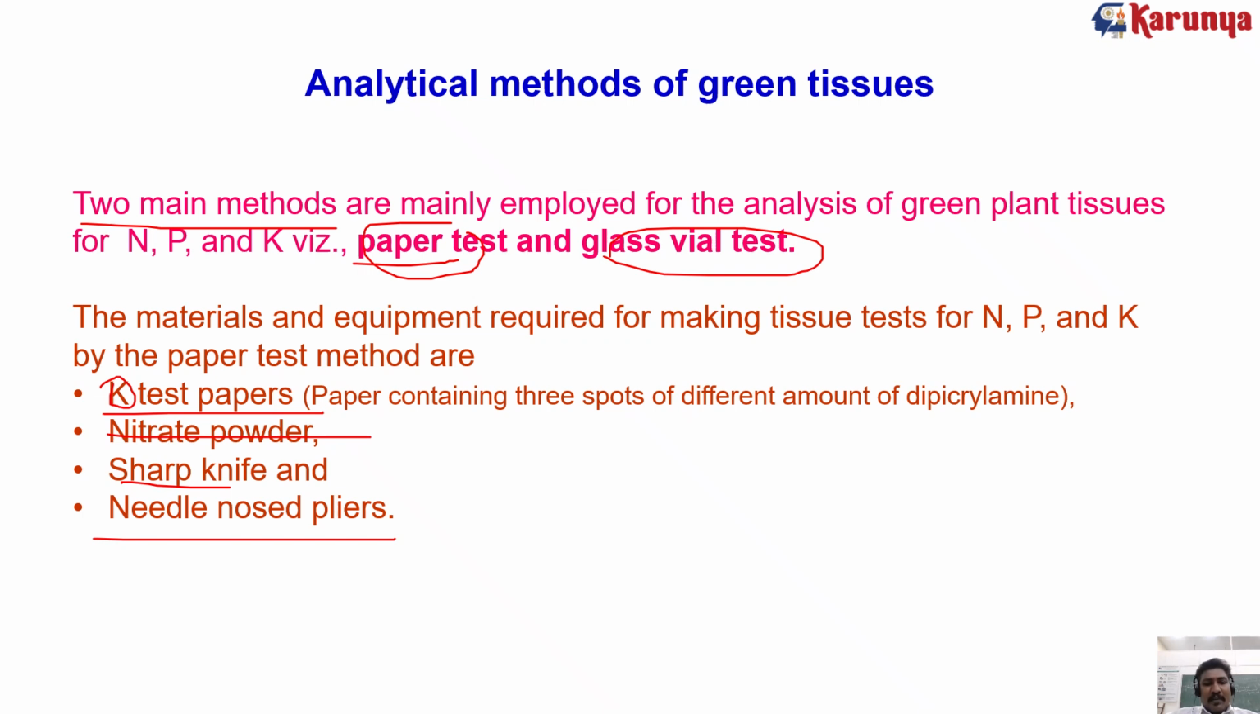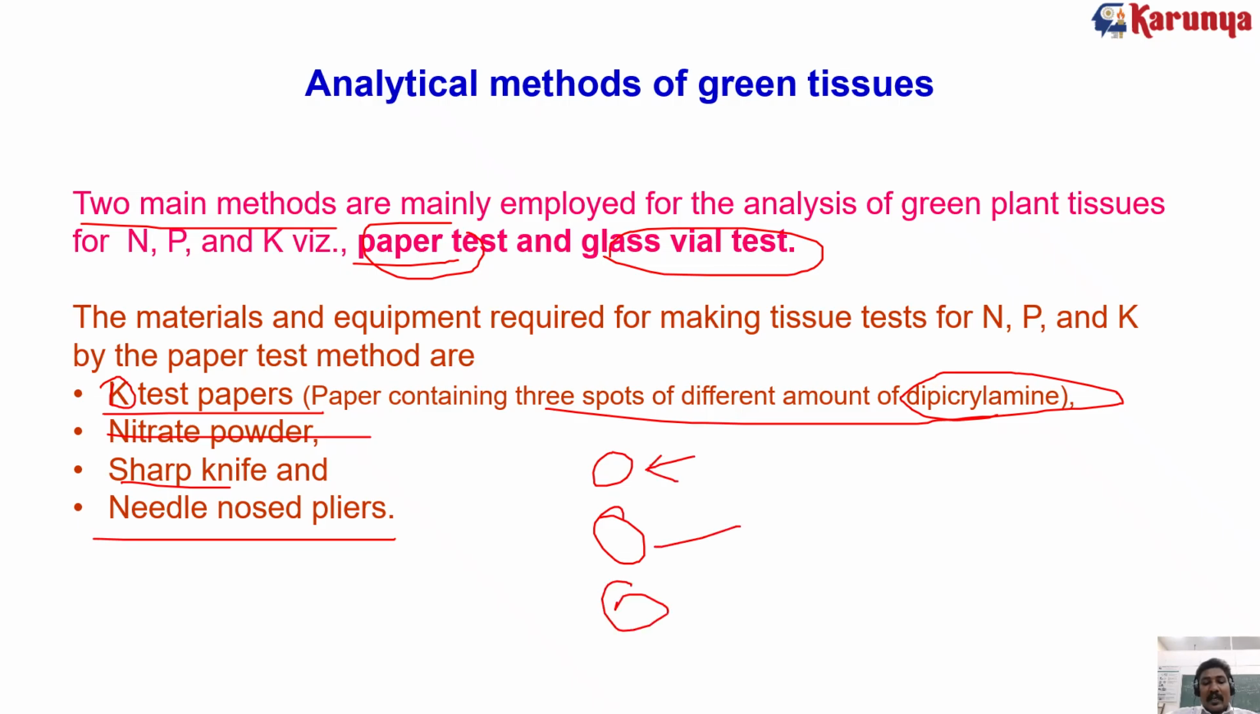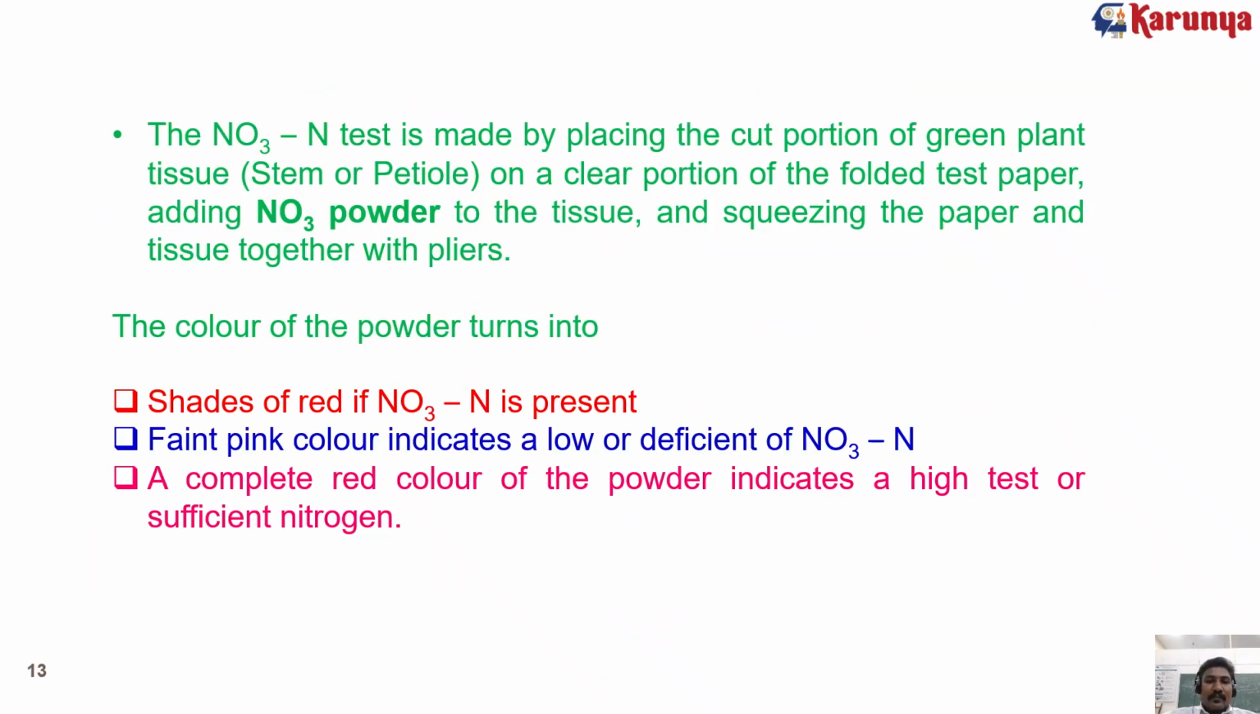The potassium test paper contains 3 spots of different amount of dipicrylamine. 3 spots, orange color, will be there. When you are placing the sample, the color change will occur depending on the nutrient content. The nitrate nitrogen test is made by placing the cut portion of green plant tissue on a clear portion of the folded tissue paper, adding NO3 powder to the tissue and squeezing the paper and tissue together with the plier.